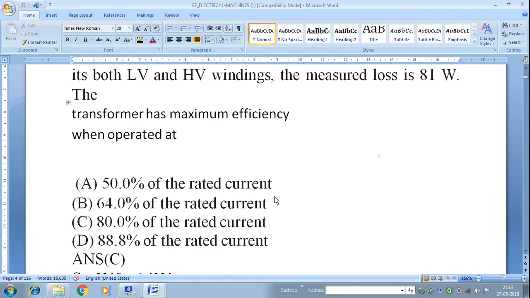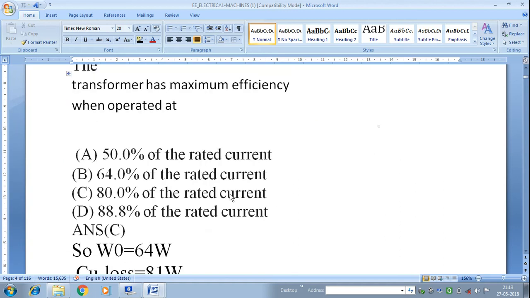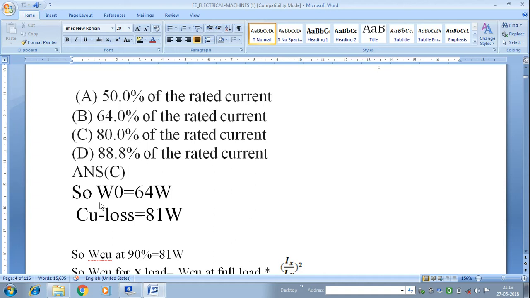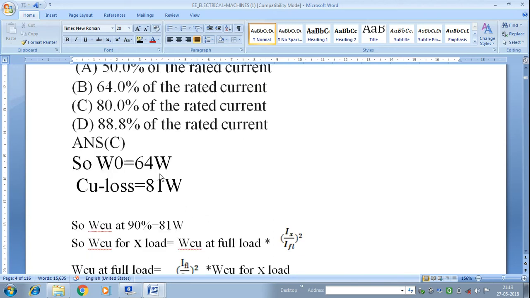So let us find out the solution. Already we know that W naught, that is no load loss or iron loss, also we can denote by Wi. This is also denoted by Wi or W naught, that is your 64 watt, and copper loss is 81 watt. This is already given in the question. So copper loss we are getting at 90% of the rated current. So WCU at 90% is equal to 81 watt.